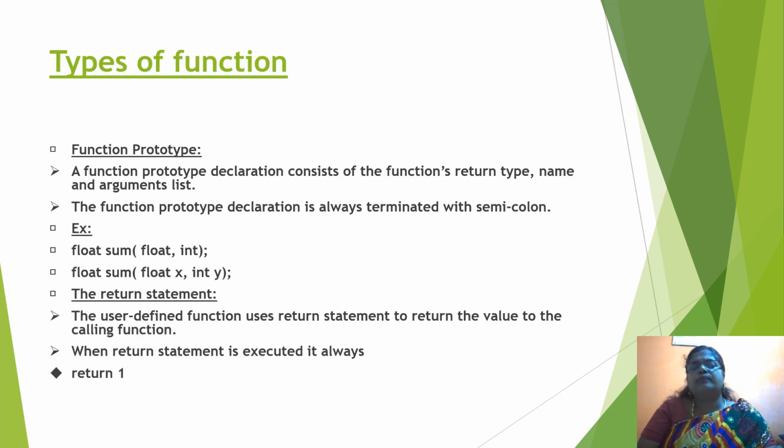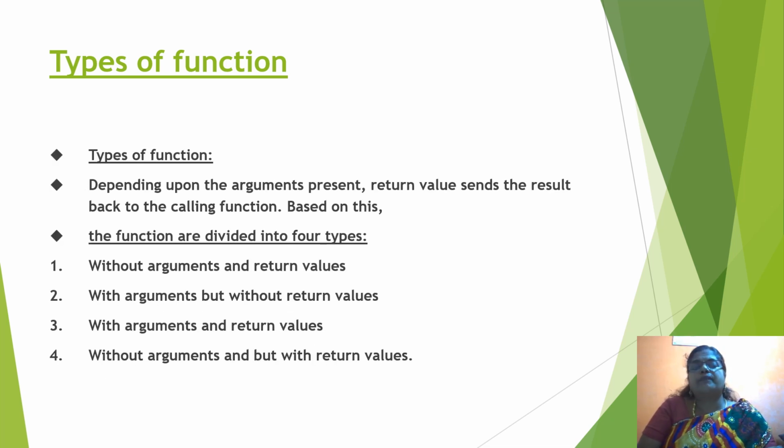Next is the function prototype. A function prototype declaration consists of a function return type, name and argument list. The function prototype declaration is always terminated with a semicolon. For example: float sum(float, int); or float sum(float x, int y). The return statement: the user defined function uses the return statement to return a value to the calling function. When a return statement is executed, it always returns one value.